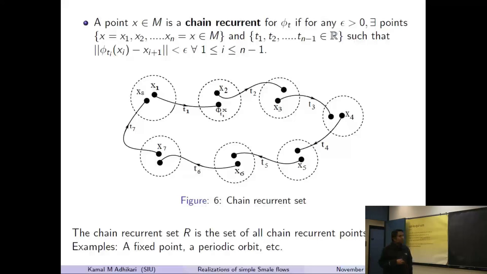We said last time that when the chain recurrent set is hyperbolic, it is an invariant set. The chain recurrent set, when it is hyperbolic, is the union of disjoint basic sets, and these basic sets may be attractor, repeller, and so on.